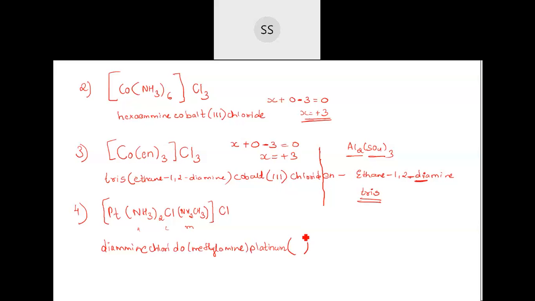Yes, good. Yes, students, reply. Ammonia is 0. Chlorine is carrying -1 charge. This is also 0. So here 0, here 0. This is -1, -1, so -2 will be taken to the other side, +2. Yes, very good. So oxidation state here is 2. So platinum oxidation state is 2.